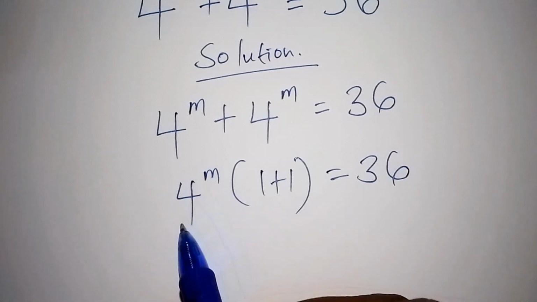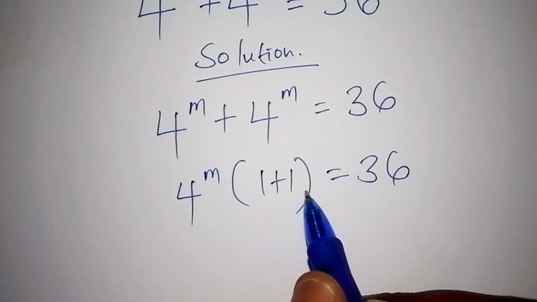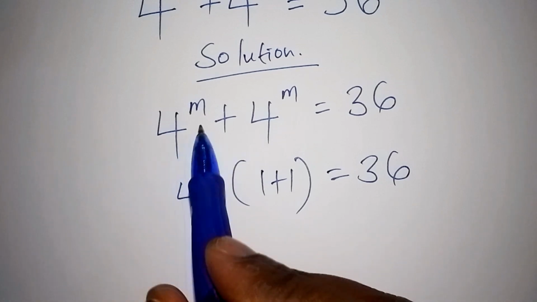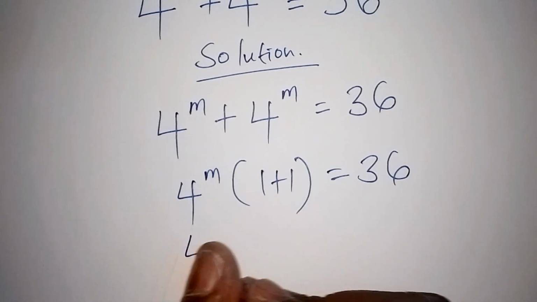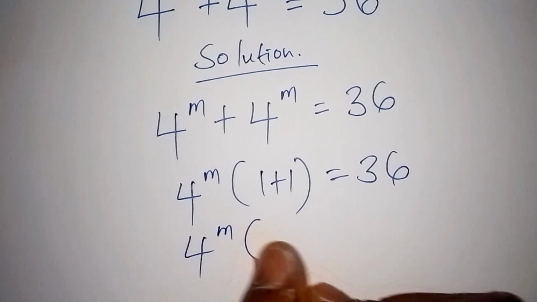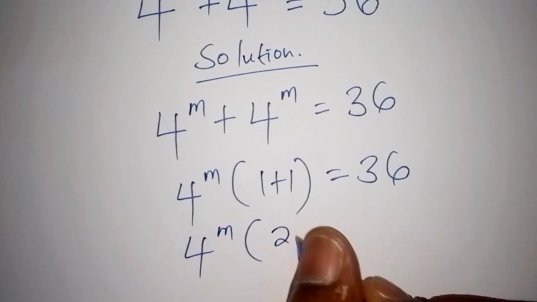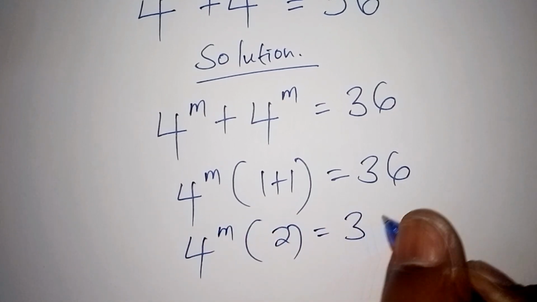When you multiply 4 to the power of m by the number inside the bracket, we shall end up with 4 to the power of m plus 4 to the power of m. So let's now work out the number inside the bracket. 4 to the power of m into bracket 1 plus 1, which is 2, equals 36.